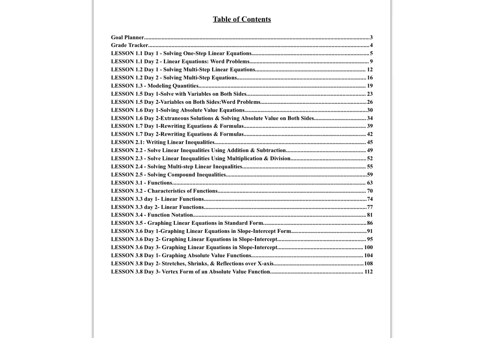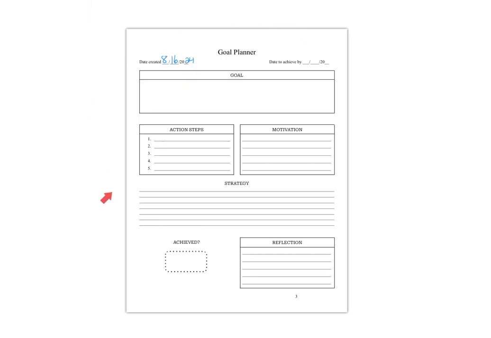Next page after is our table of contents. We have our goal planner and it will tell us what page it is on. So if I was looking for lesson 3.1 about functions, I could turn straight to page 63 and get there. The next page after that is our goal planner.